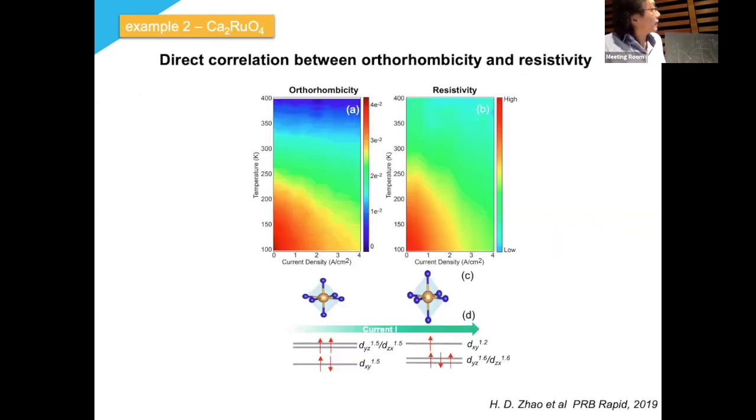One other point that I want to point out is that this is the orthorhombicity and this is the resistivity as a function of temperature and also current density. You can see these patterns are almost exactly identical. So therefore, we conclude that everything here is driven by the structure change.